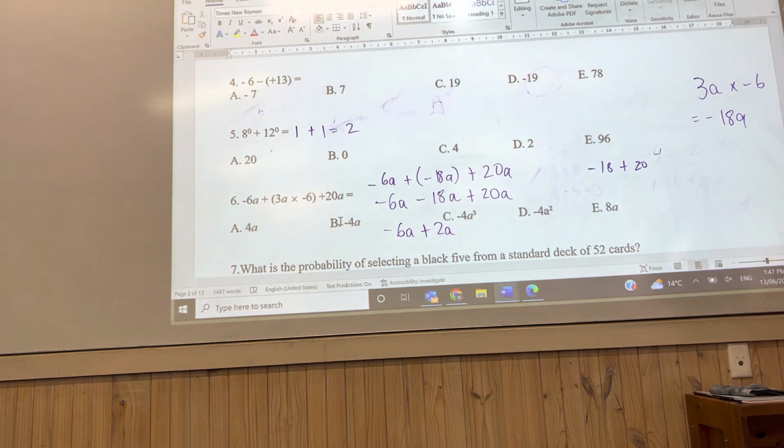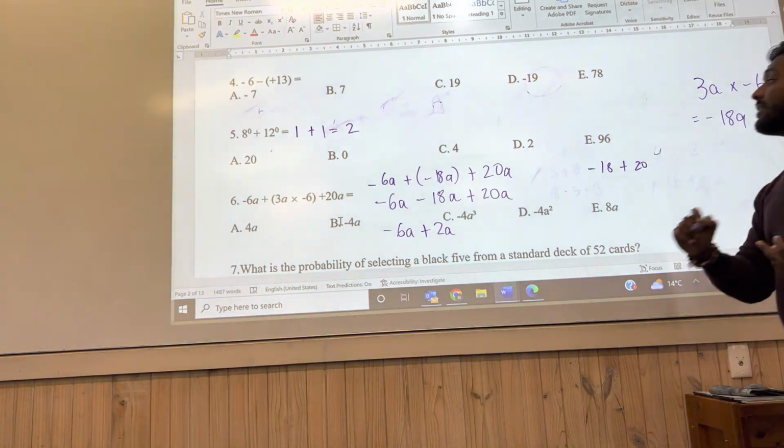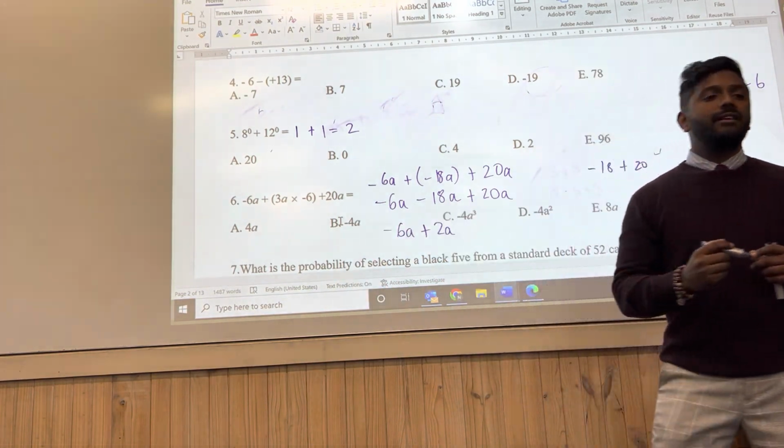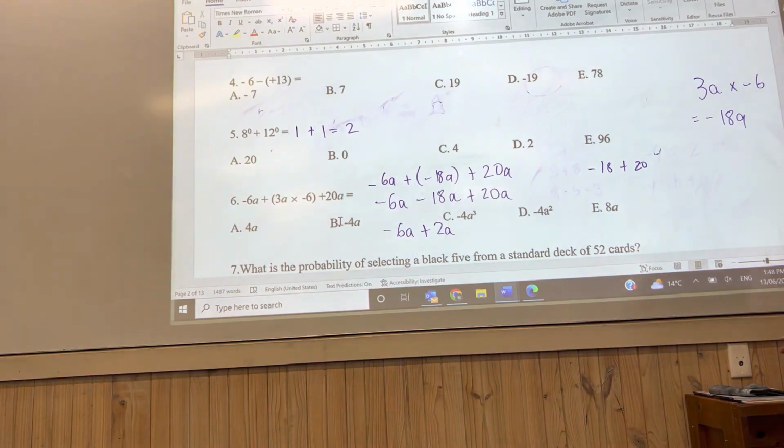What's that going to equal to? Naz? Your negative 4a, well done. So that's going to be question B. So that's equal to negative 4a.